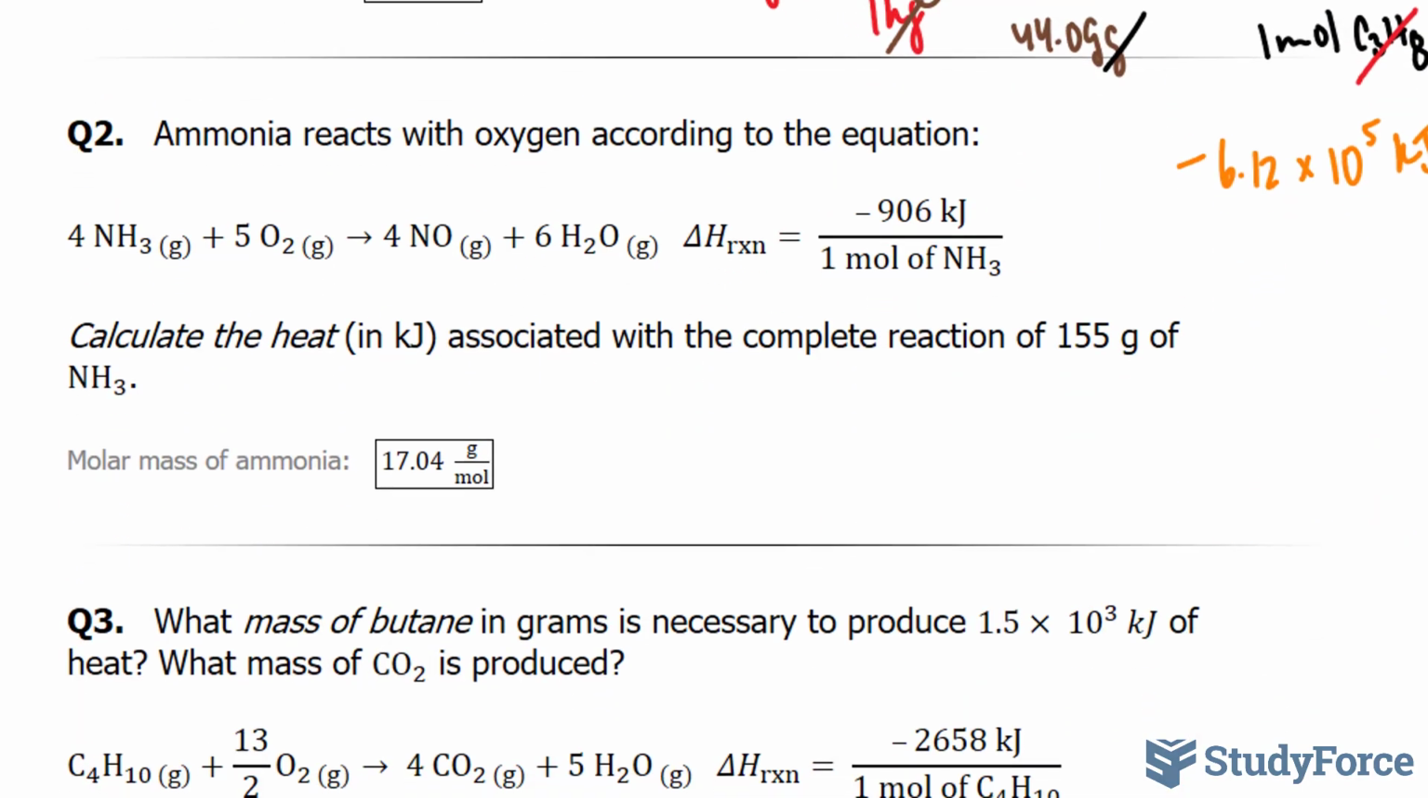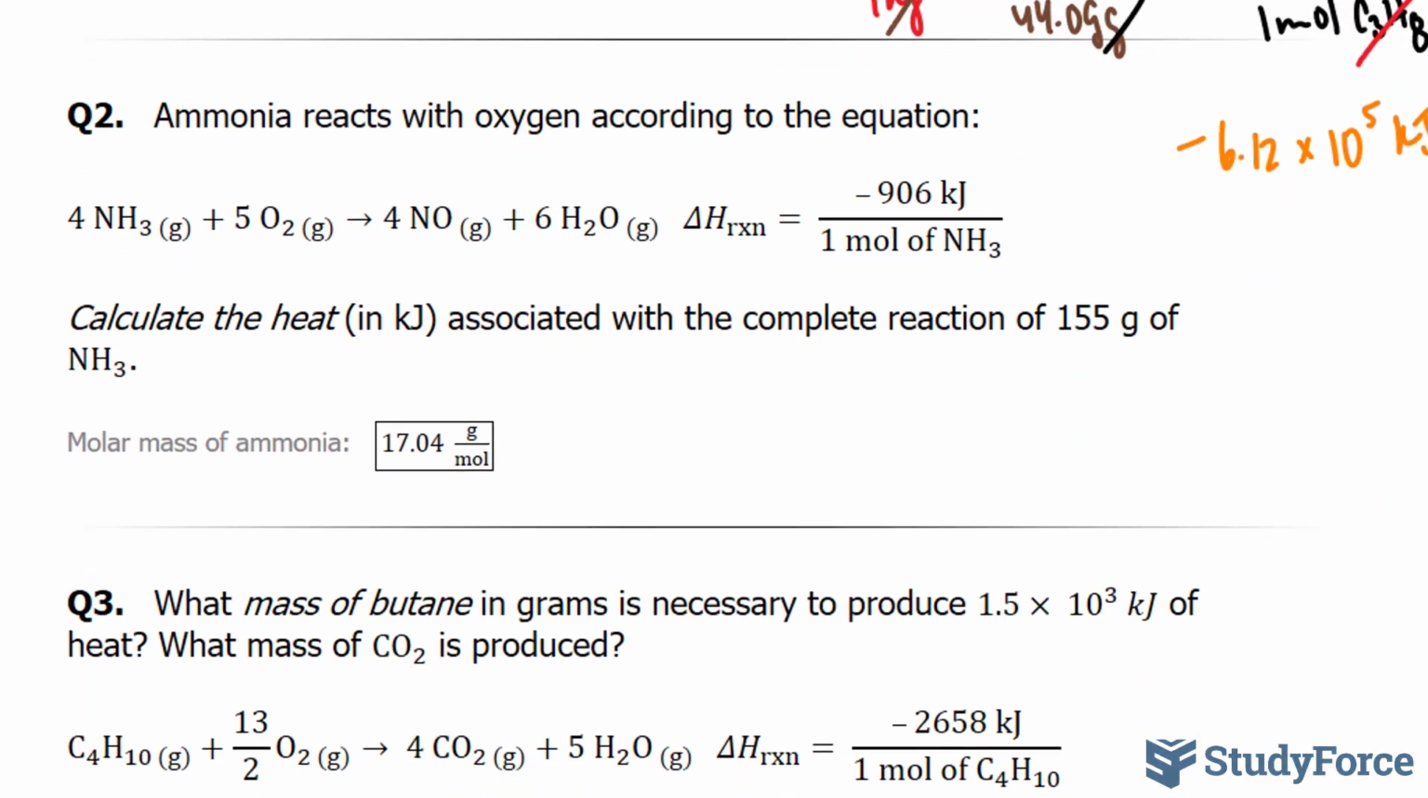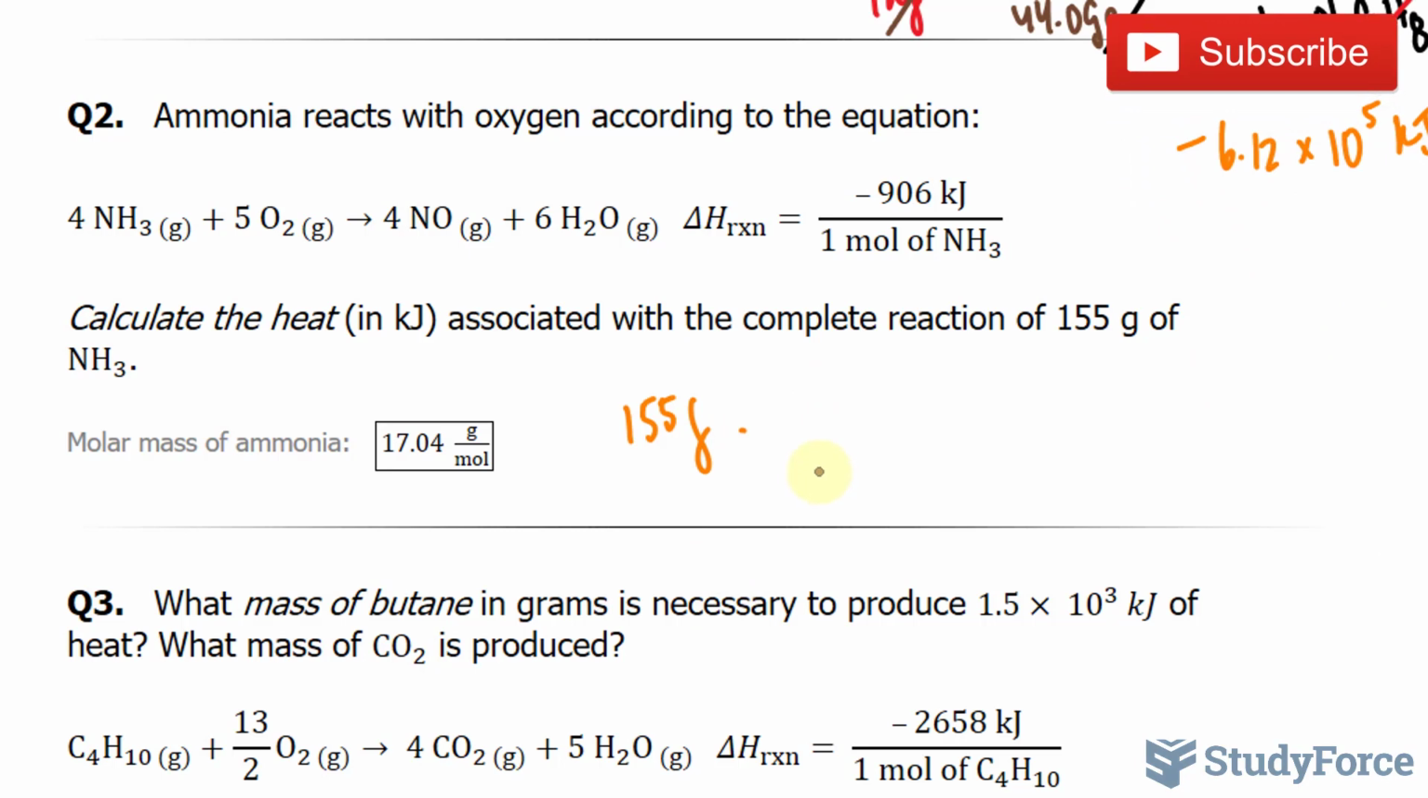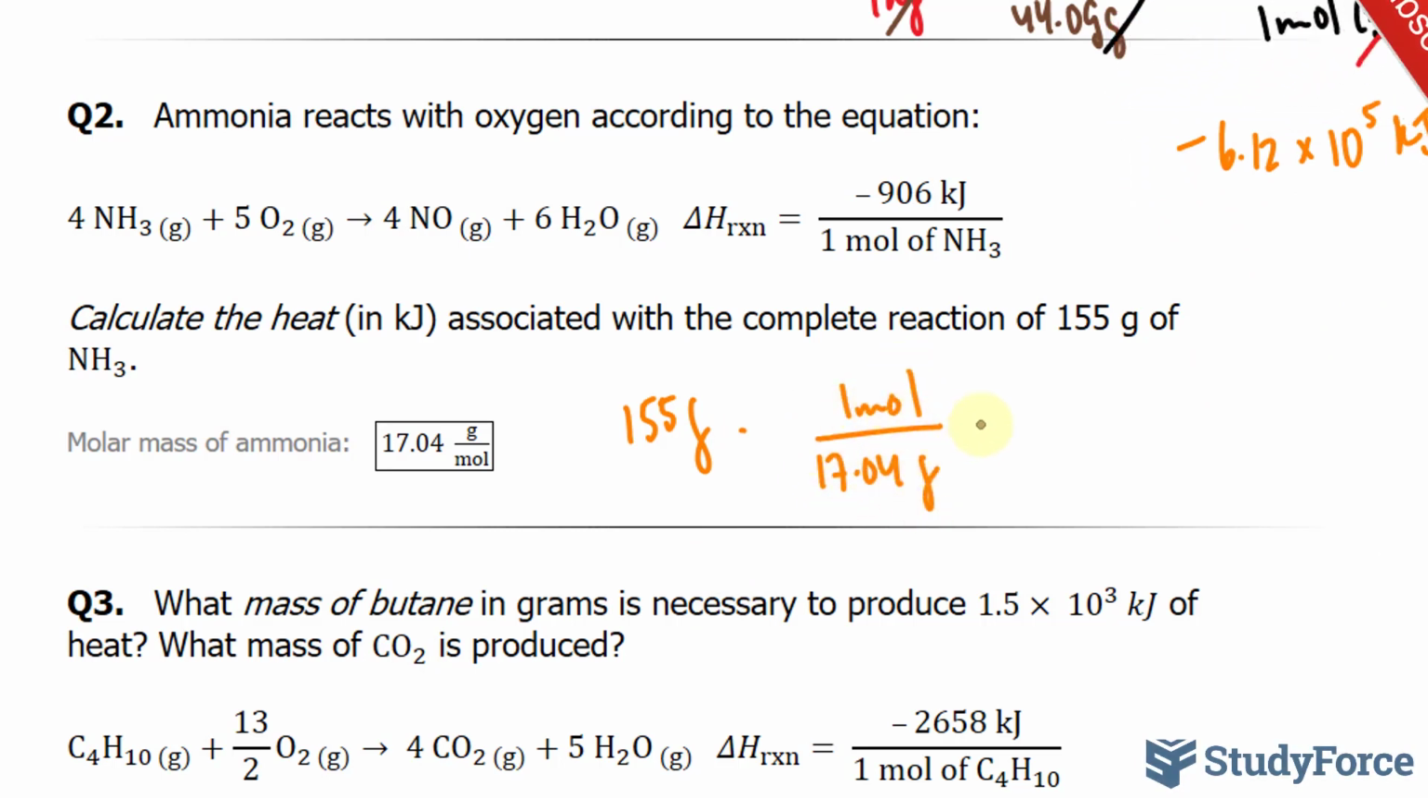Moving on to question number 2, we do something very similar. This time they want us to calculate the heat Q in kilojoules for the following reaction. Since we're already accustomed to doing this, we can do it a lot faster. I'll take 155 grams, which is the amount of ammonia reacting with oxygen. I'll multiply this by 17.04 grams at the bottom and 1 mole at the top, and subsequently multiply that by this number, negative 906 kJ per mole.